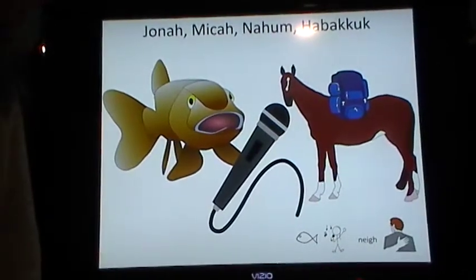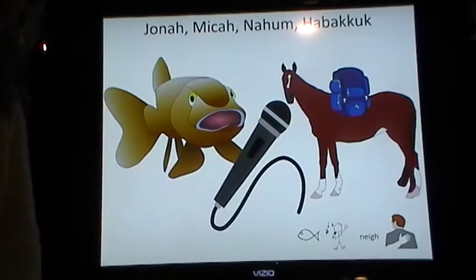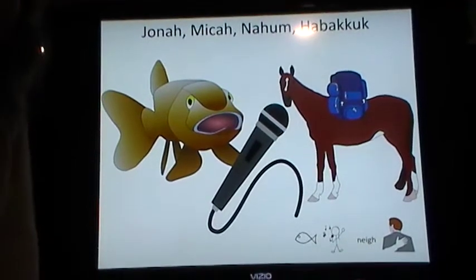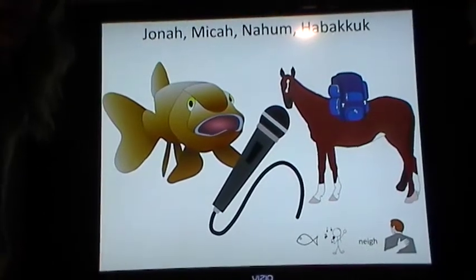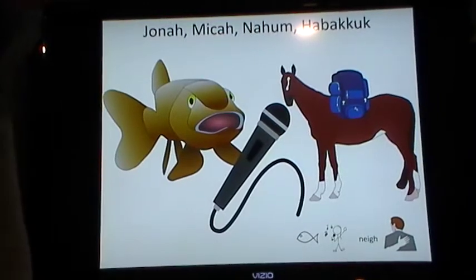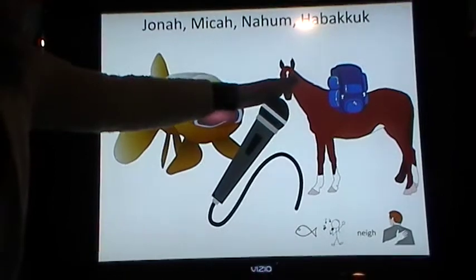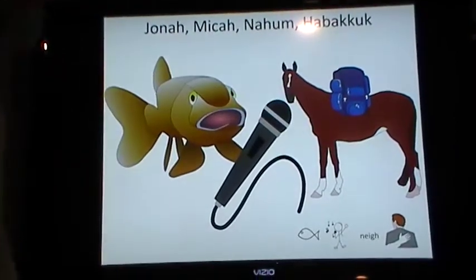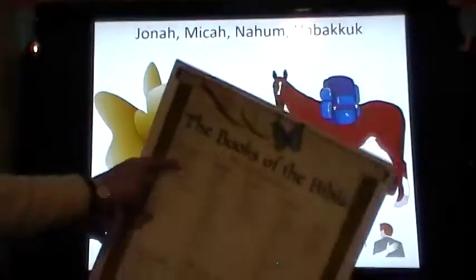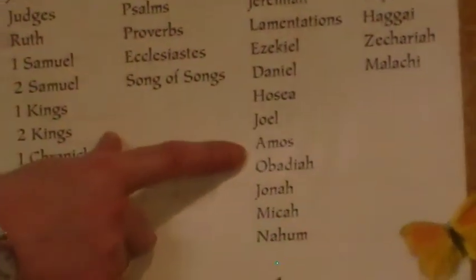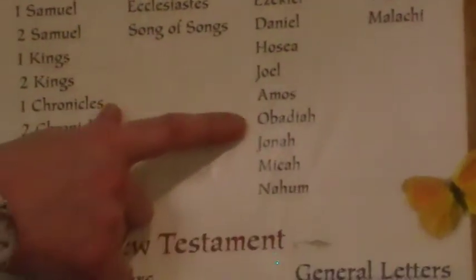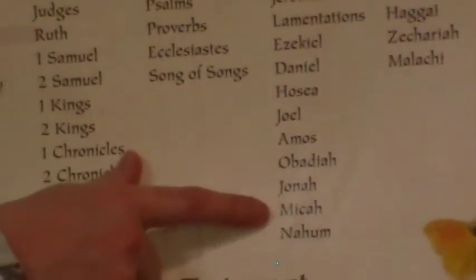And on the horse's back, you see a backpack, which is like Habakkuk. Okay, it's on his back. Habakkuk. Let's do it again. Jonah, Micah, Nahum, Habakkuk. Okay, we've done 8. Hosea, Joel, Amos, Obadiah, Jonah, Micah, Nahum, Habakkuk. There's only 4 more to go. Let's see the next 3.